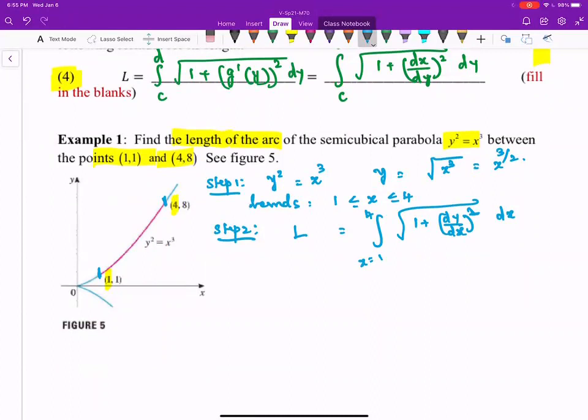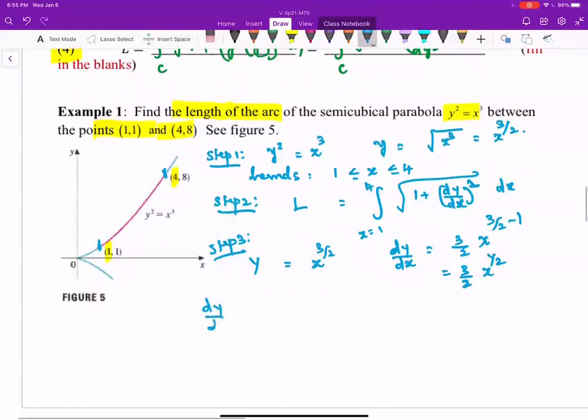Now we have to work on the integrand here. So let's start finding the derivative. That is step 3. Now we're going to find the integrand. So y is given to be x to the power 3 by 2. So y prime, or dy/dx, is the derivative: 3 halves x to the power 3 halves minus 1, which is 3 halves x to the power 1 half.